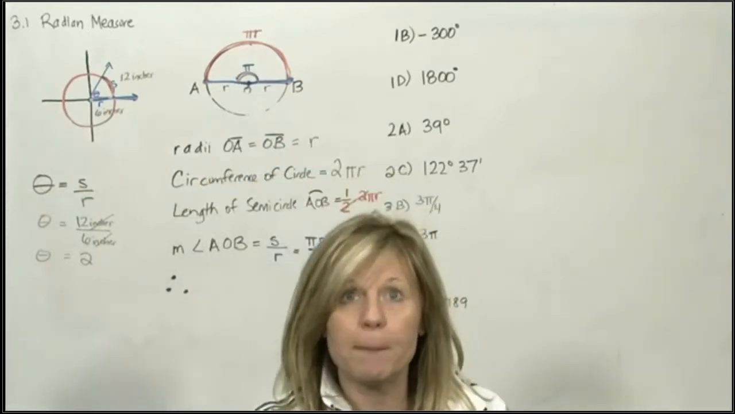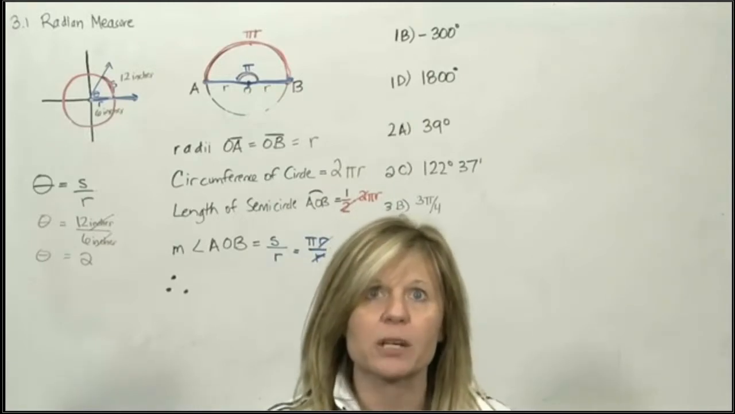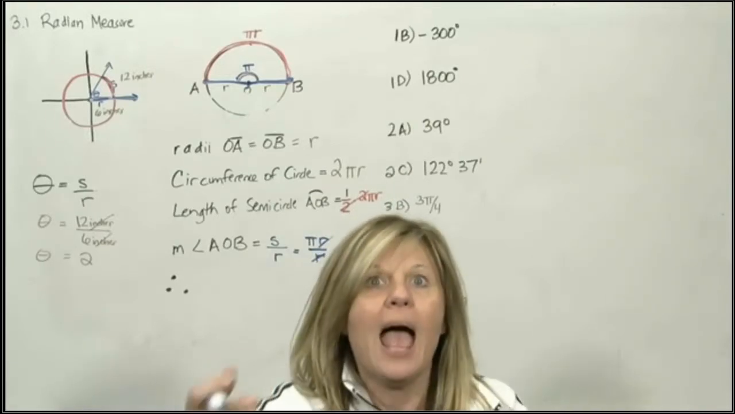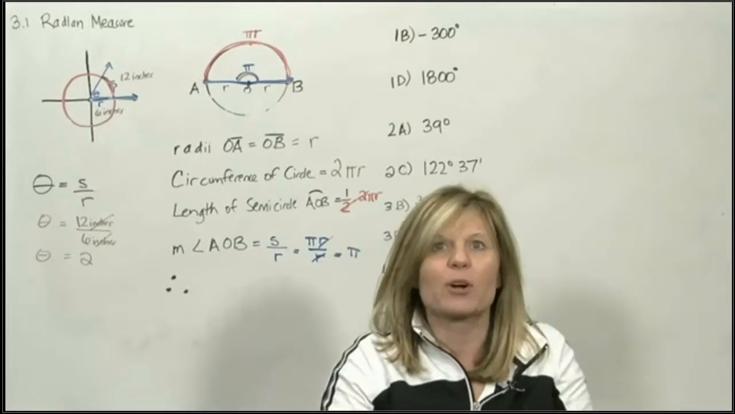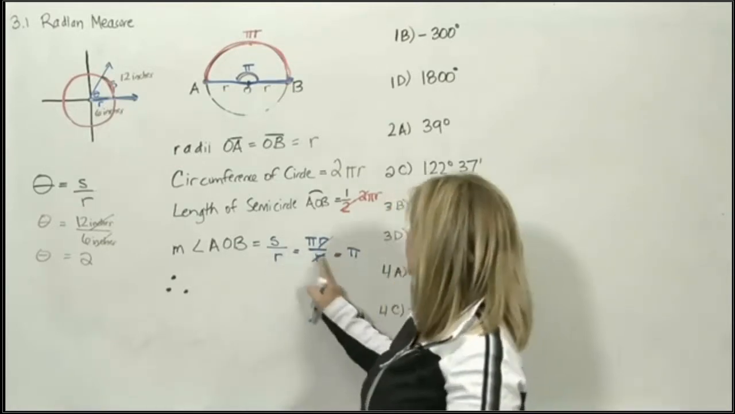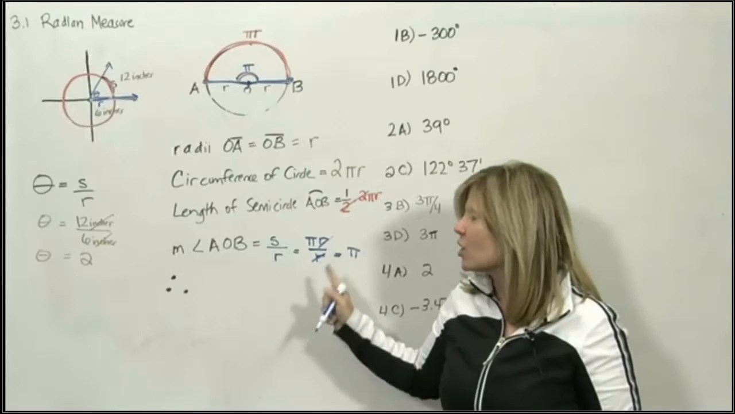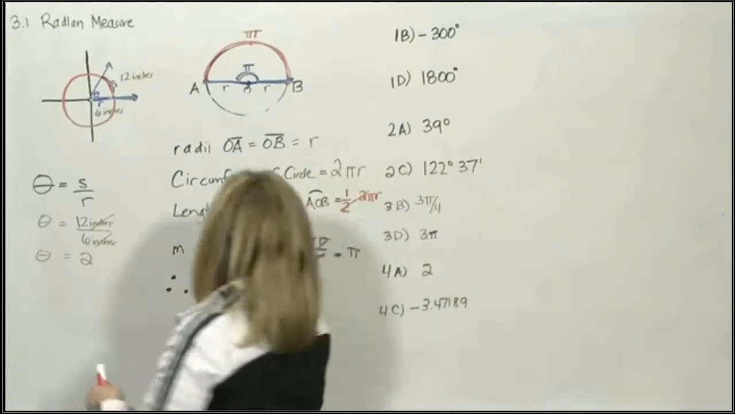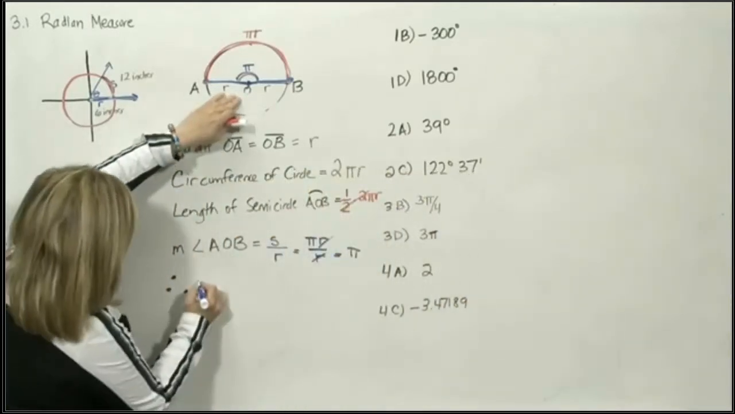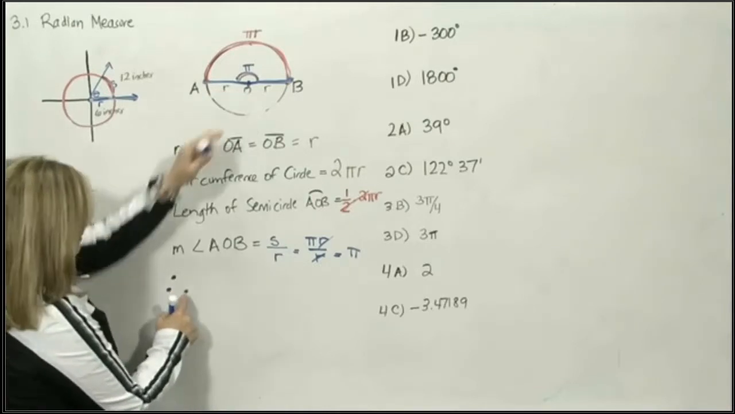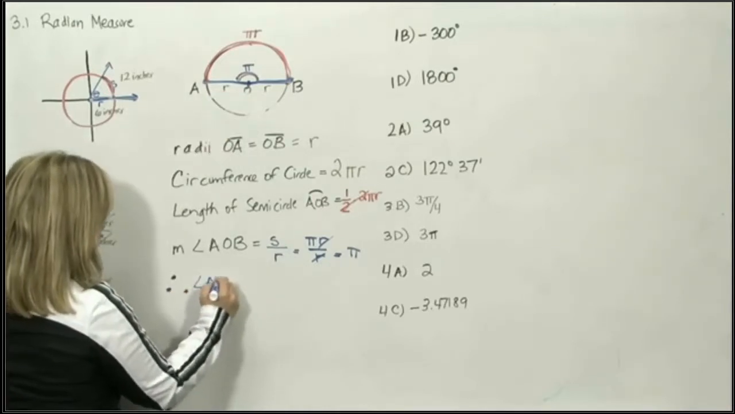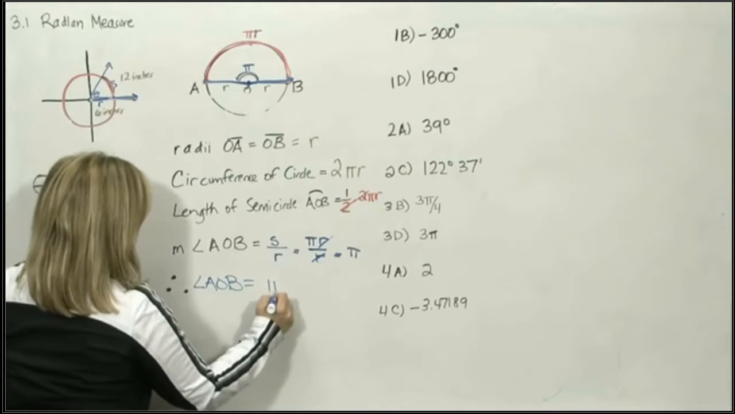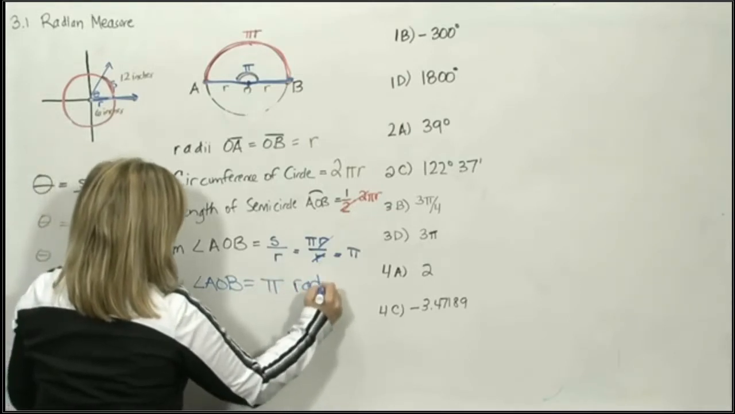Again, don't you agree with me? Pi is a number. What do we always say? Pi is approximately 3.14, right? An angle measurement as a number is in radians. There is no degree symbol here because it's radians. So now we know that this angle, therefore, the measured angle AOB is pi radians.